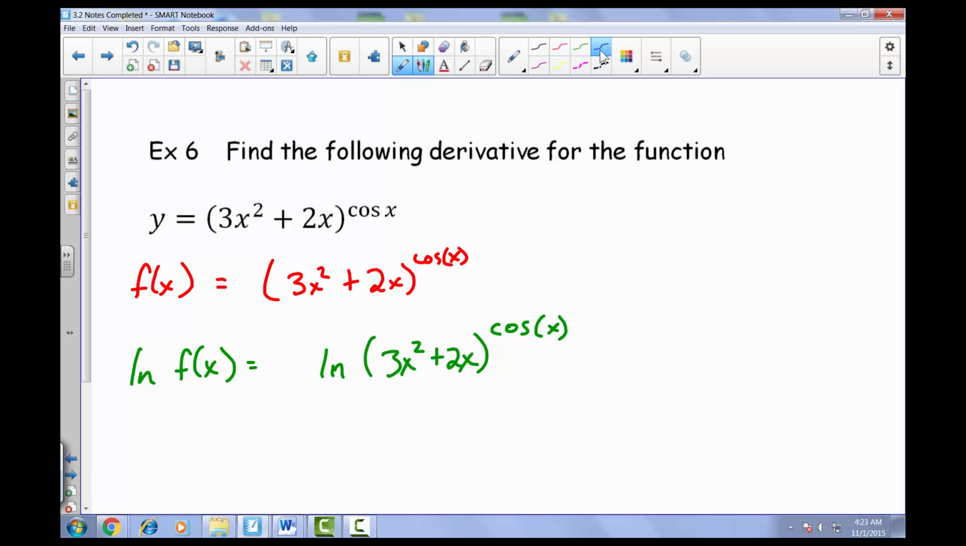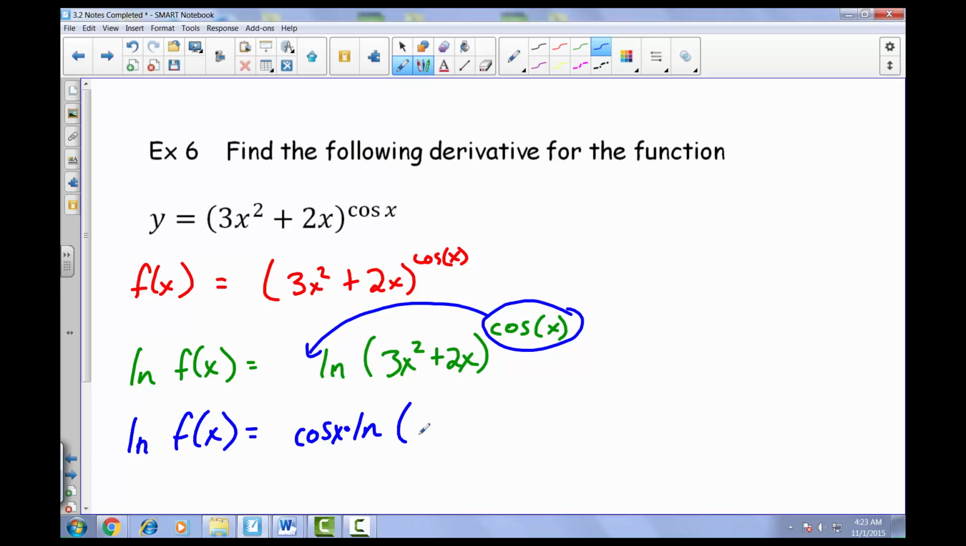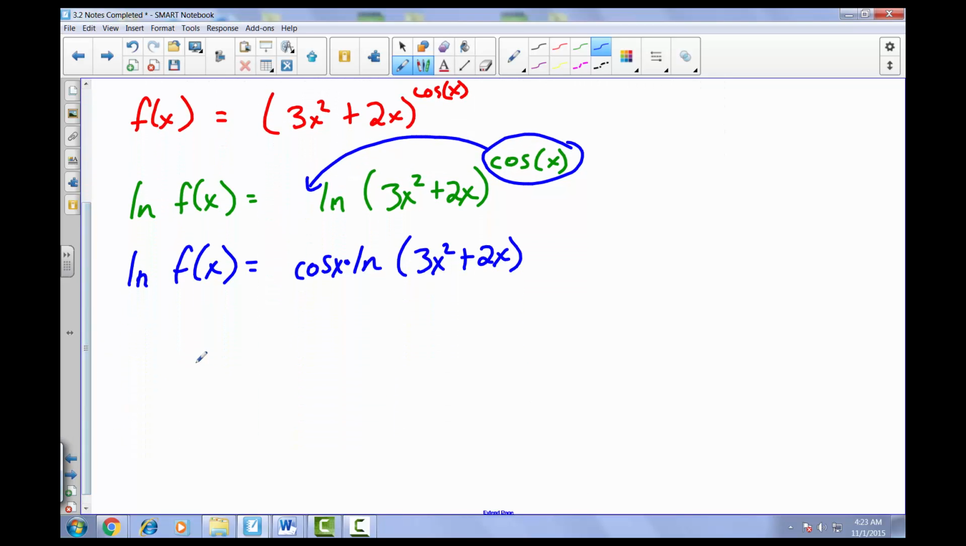Now what we can go ahead and do is use our power property dealing with logs and natural logs. We're going to go ahead and take this cosine and throw it into the front. So when we do that, we end up then with the natural log of f of x is equal to the cosine of x times the natural log of 3x squared plus 2x. At this point, all we've really done is just use properties that we've already seen, especially the power property just now.